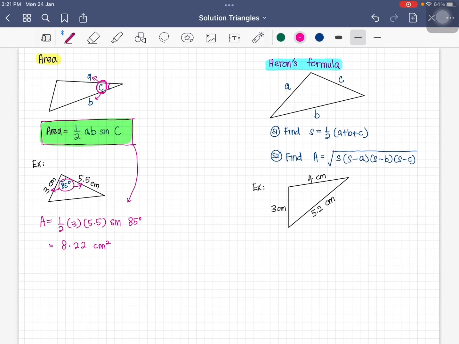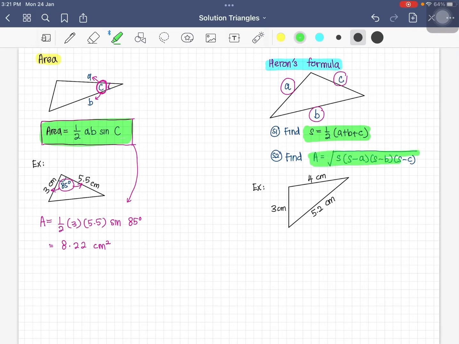Another way of finding the area is to use Heron's formula. But when can we use Heron's formula? When we don't have the angle, like for example, when we don't know the angle here. Then we have to use Heron's formula, in which we must know all the lengths a, b, and c. All sides of the triangle should be known. The first thing to do is find the value of s, which is half of the sum of a, b, and c. We sum all the sides and divide by 2, and then we can find the area using this formula.